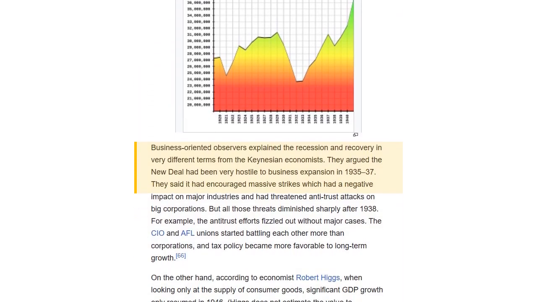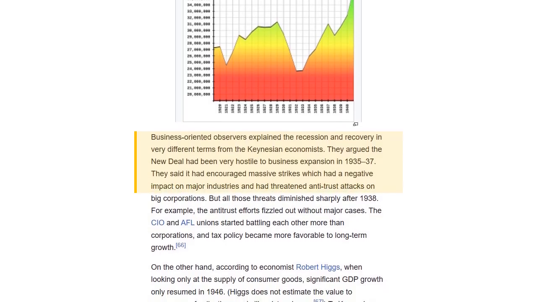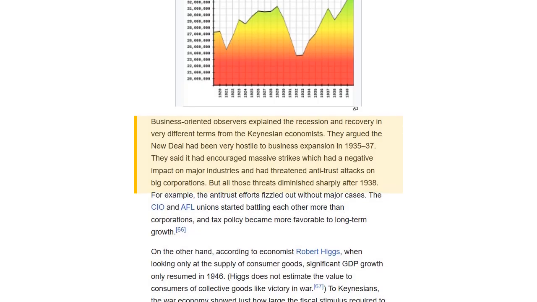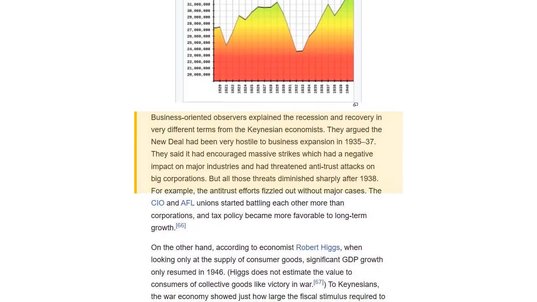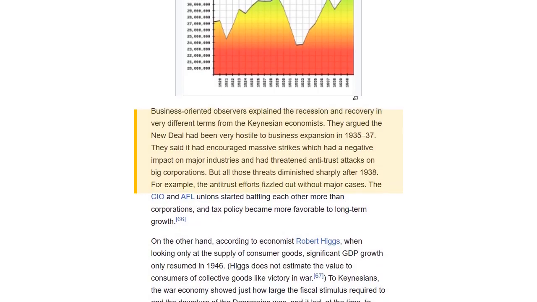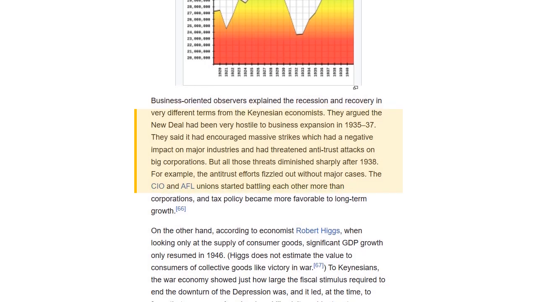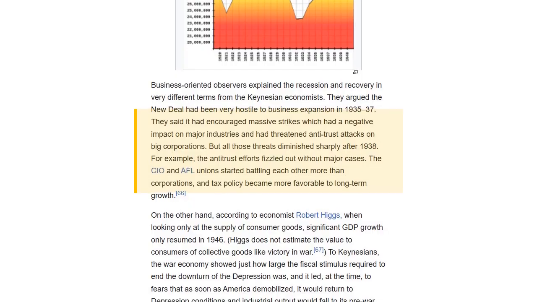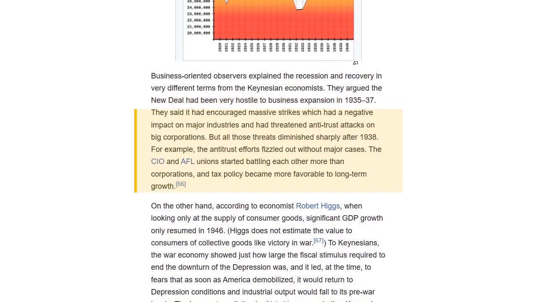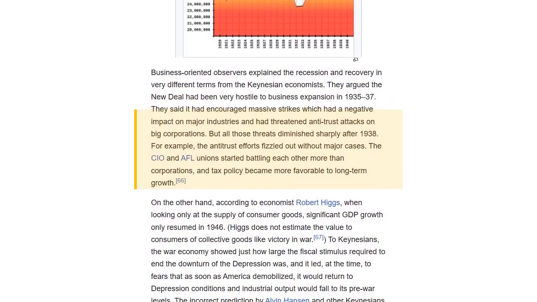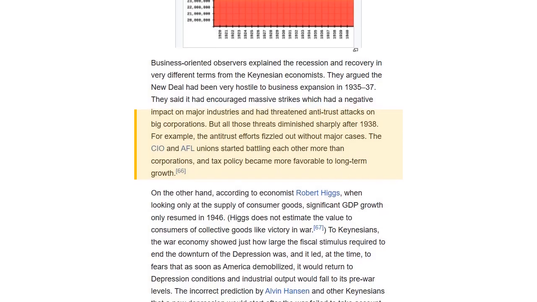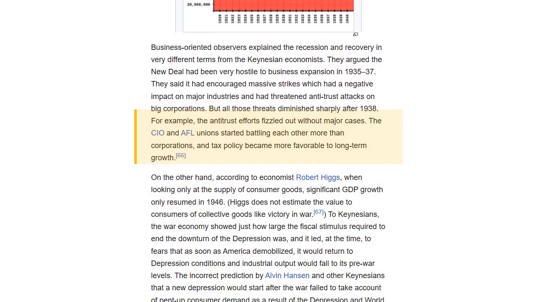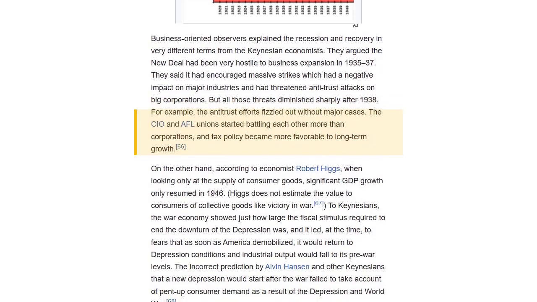Business-oriented observers explained the recession and recovery in very different terms from the Keynesian economists. They argued the New Deal had been very hostile to business expansion in 1935 to 37. They said it had encouraged massive strikes which had a negative impact on major industries and had threatened antitrust attacks on big corporations. But all those threats diminished sharply after 1938. For example, the antitrust efforts fizzled out without major cases. The CIO and AFL unions started battling each other more than corporations, and tax policy became more favorable to long-term growth.